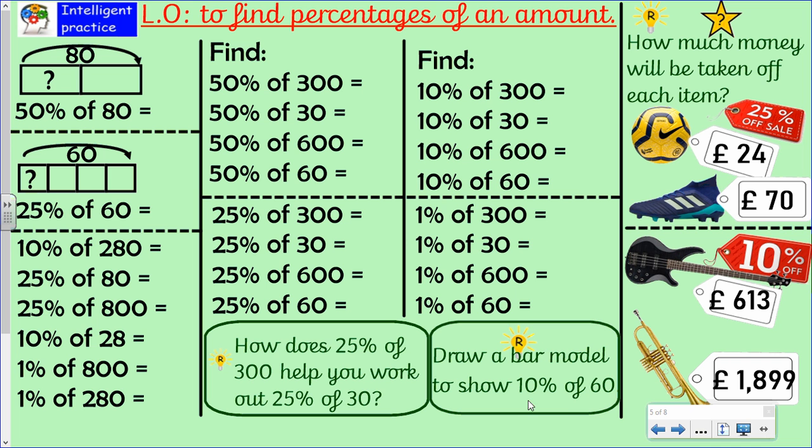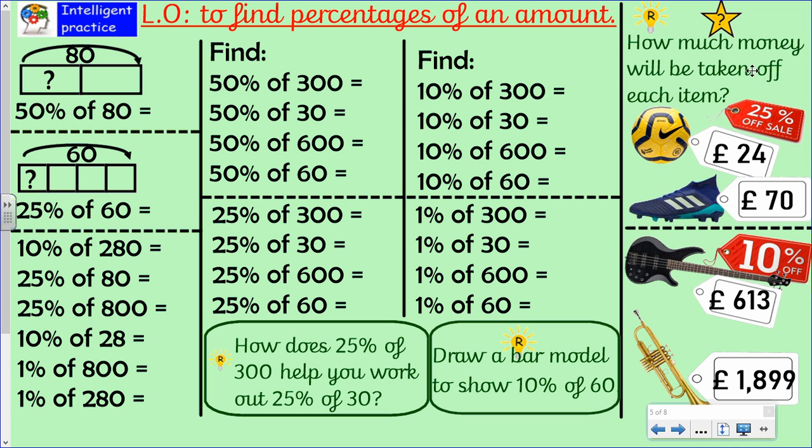Oh, and then, sorry, there's a reasoning down here. Draw a bar model, show 10% of 60. Think 10%, we're splitting it into 10 equal parts. Reasoning over here, I quite like this one. How much money will be taken off each item? So if there's a 25% sale, how much money will I actually save? How much money will be taken off the price of the football? 25% off the price of these football boots. So find your 25%. 25%, the same as a quarter.